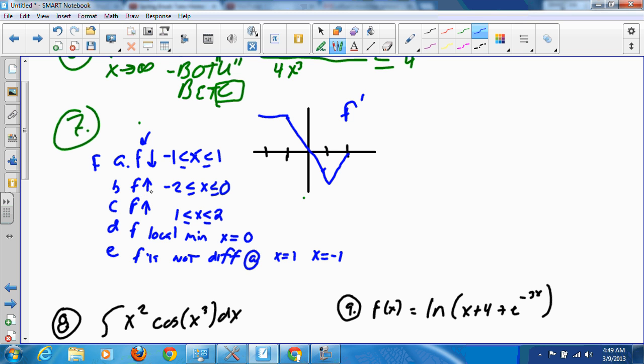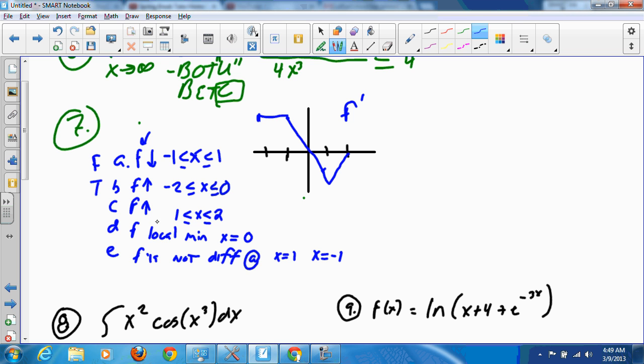Alright, looking at B, it's saying the function is increasing between -2 and 0. So at -2, it's positive here, and it stays positive until it gets to 0. So it looks like B might be a potential answer, so we're going to put a true there. Let's go ahead and go through the other ones just to make sure.